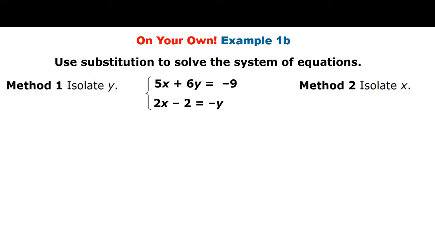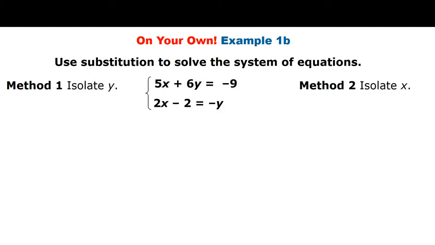The next thing I want to point out is it really doesn't matter whether you isolate your y or your x. I always just try and figure out which one is easiest, and if I get into one and it has some ugly fractions in it, then I change over to the other. If I try the x and that's kind of difficult, then I'll try the y. So I'm just going to show you and do both of them.